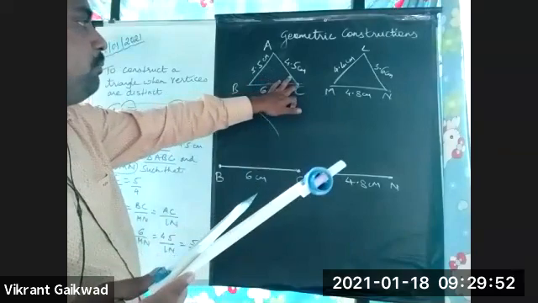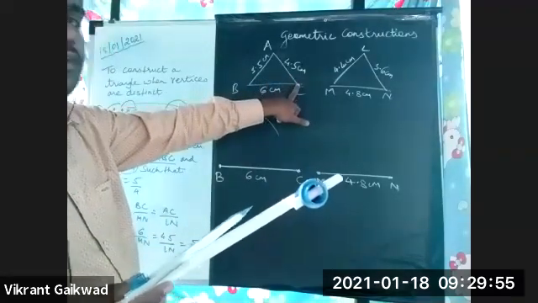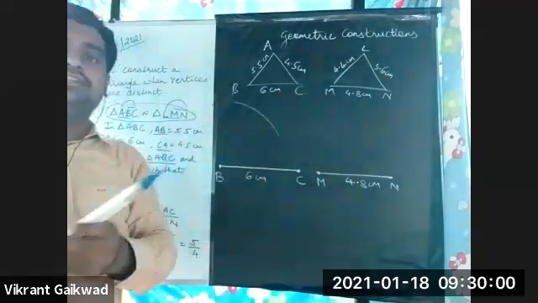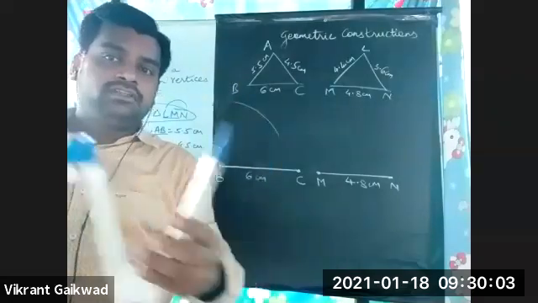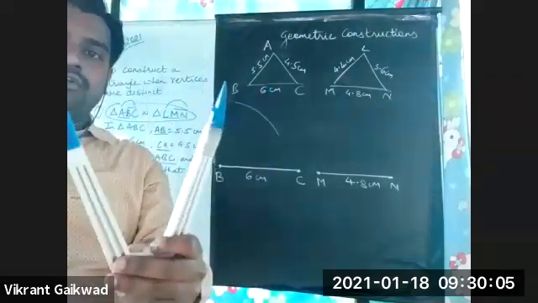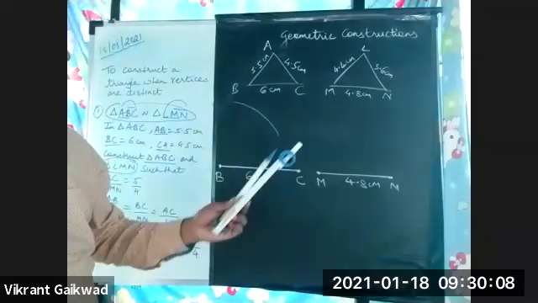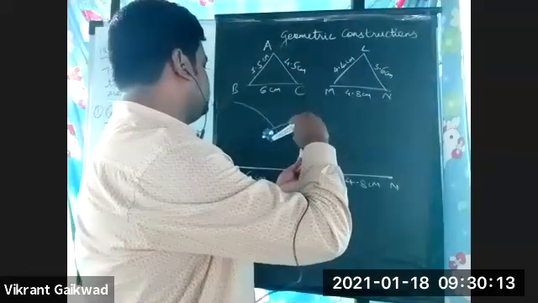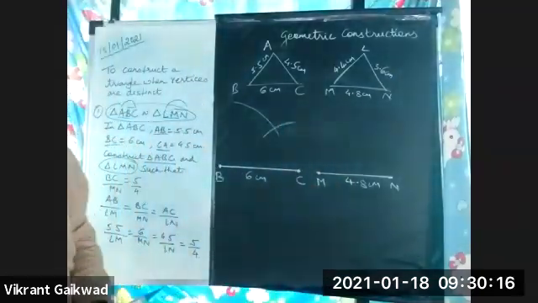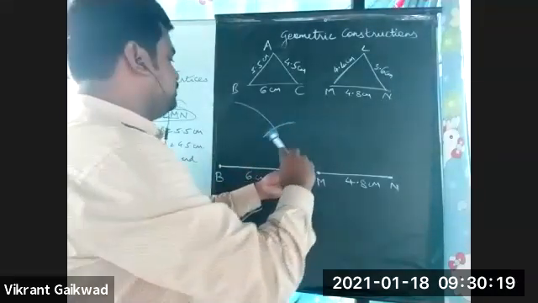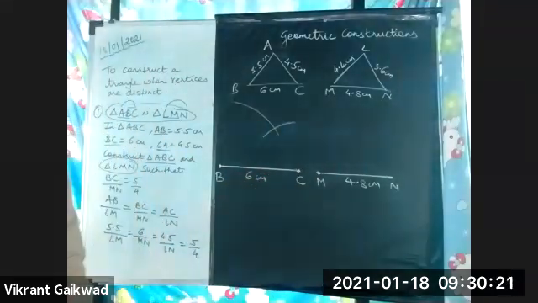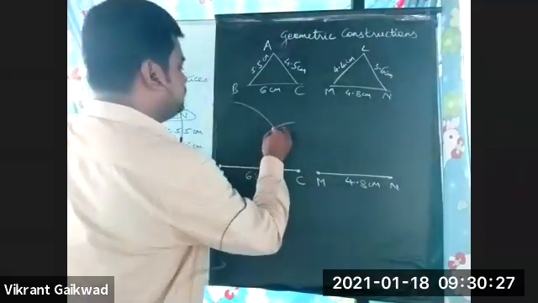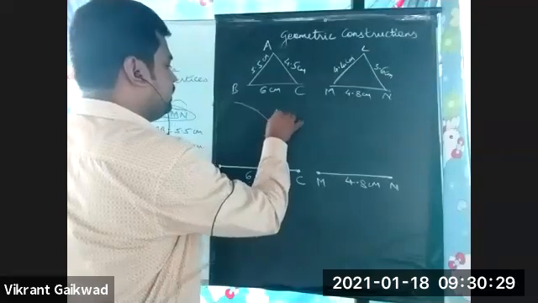And from point C, what is the length you're going to take? You're going to take a length of 4.5. So take a length of 4.5 on your rounder. Keep the tip at C and cut another arc. Understood? 5.5 from B, 4.5 from C. Is this clear to all the students here? The point of intersection of the two arcs is nothing but point A.